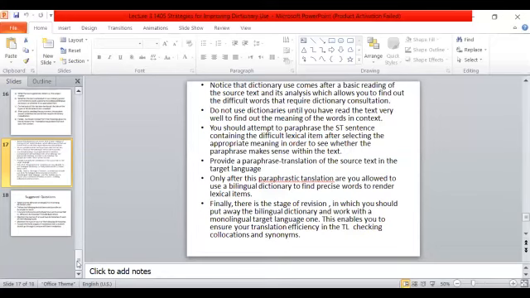Finally, there is the stage of revision in which you should put away the bilingual dictionary and work with the monolingual target language one. This enables you to ensure your translation efficiency in the target language, checking collocations and synonyms.